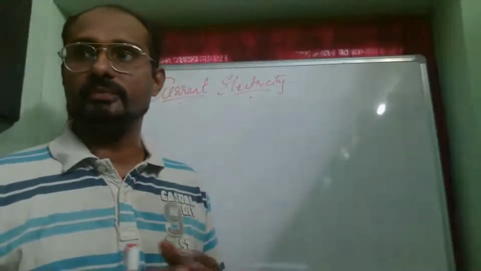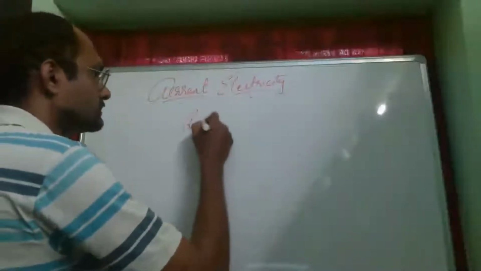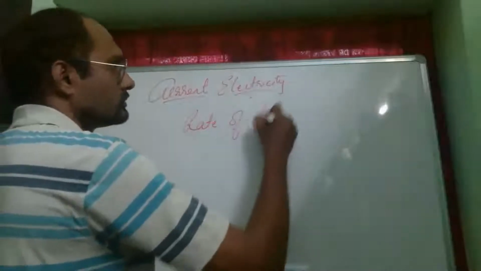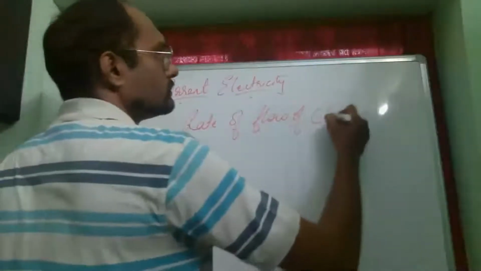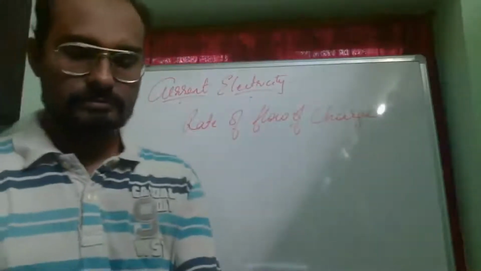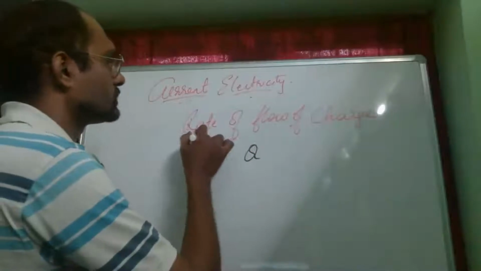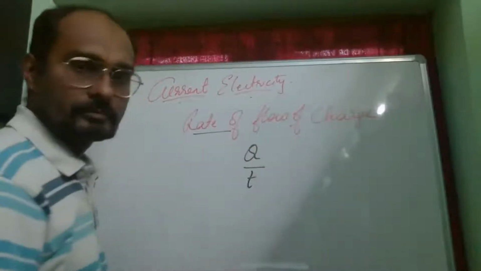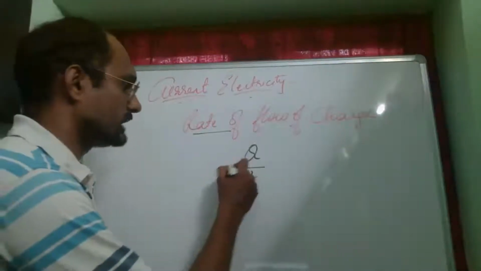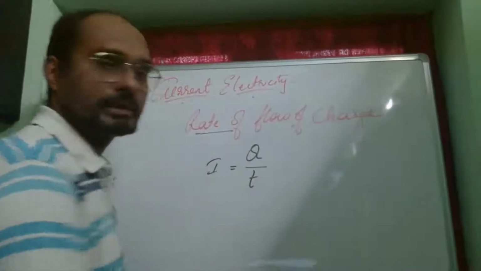We have to define current. How do we define current? We have to define current in terms of the charge that is flowing. So we define current as rate of flow of charge. The charge that is traveling is denoted by the letter Q. And whenever we use the words rate of, we divide by time. So rate of flow of charge will give us the current that is flowing through a conductor, which is denoted by the letter I.